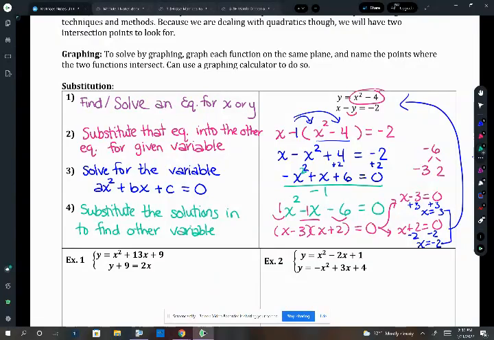So when I take these values of 3 and negative 2, I'm plugging them into this equation. I'm going to say y is equal to, my first solution was 3, so 3 squared minus 4, which is 9 minus 4, which is 5. And then I'm also going to plug in negative 2 and get negative 2 squared minus 4.